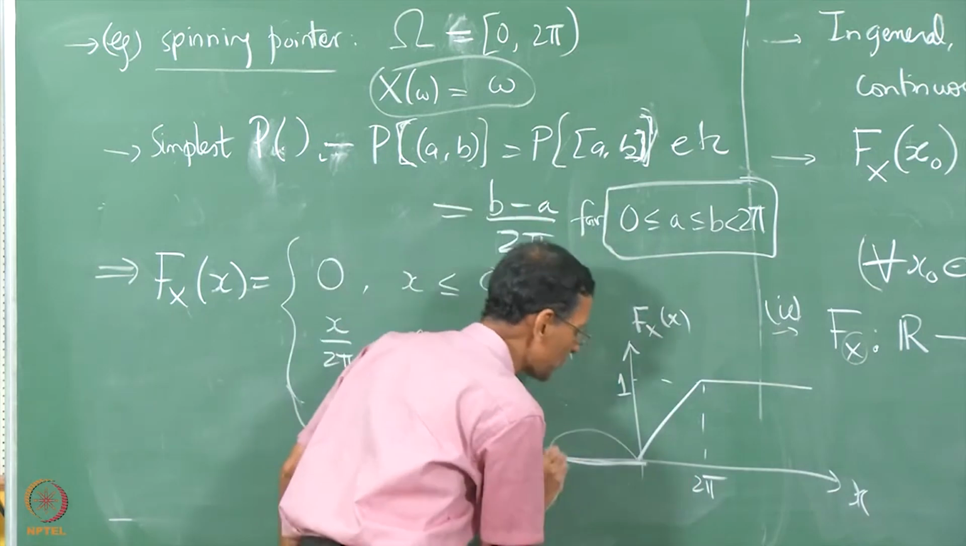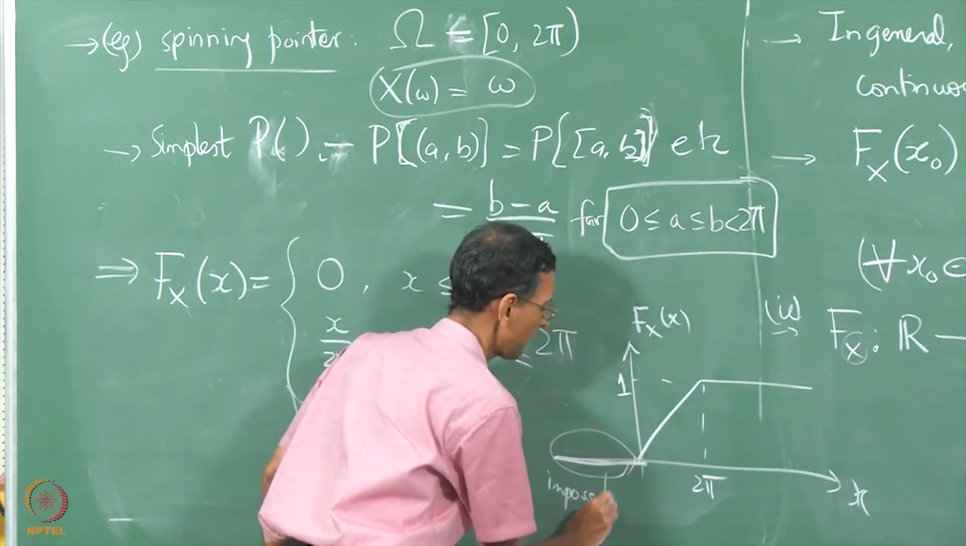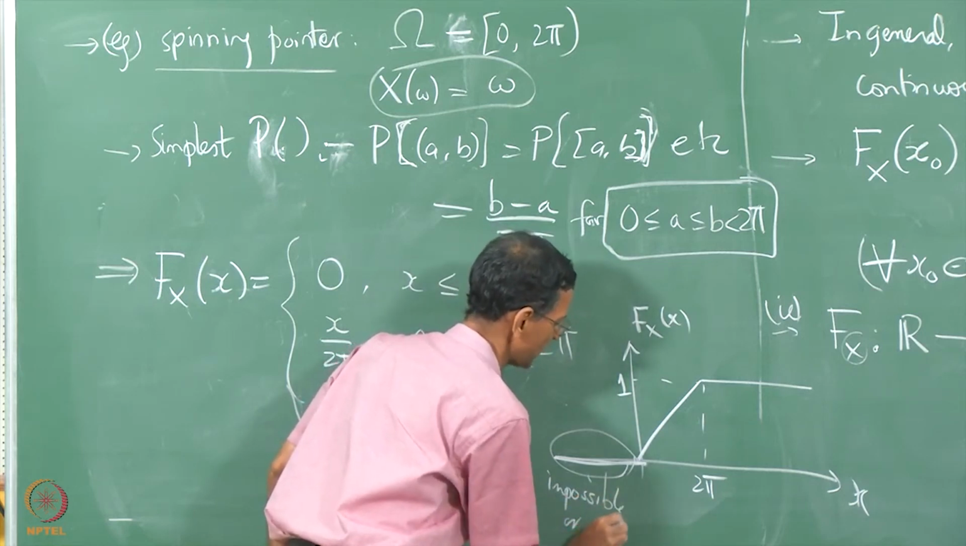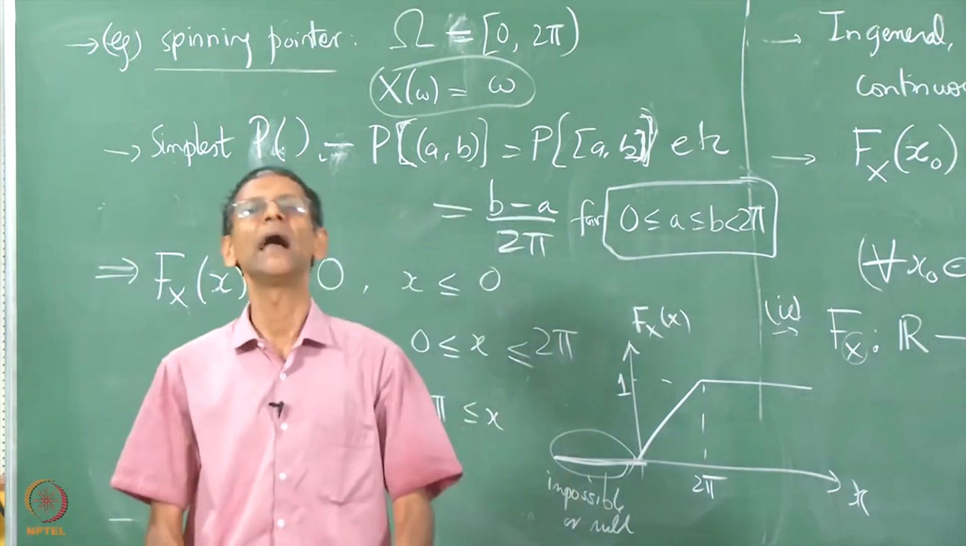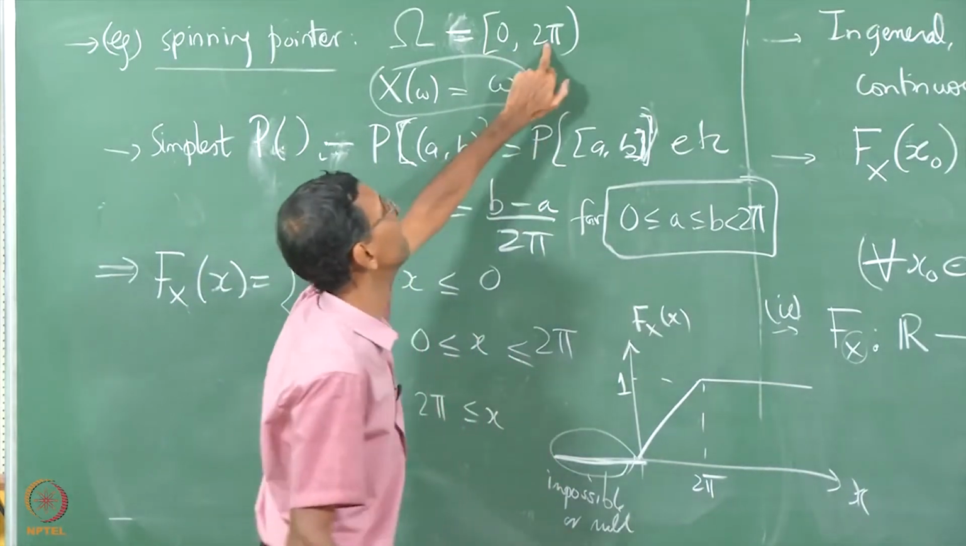So, basically here you get impossible events, impossible or null. Why impossible or null? Because you can never observe negative angles. The angles you can observe are always between 0 and 2 pi.